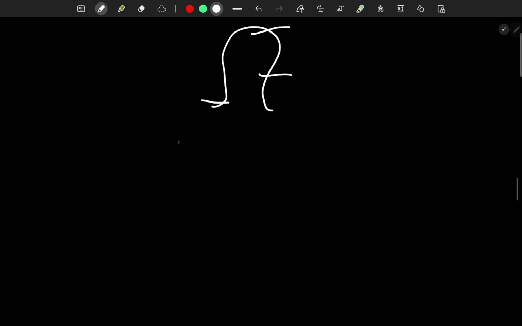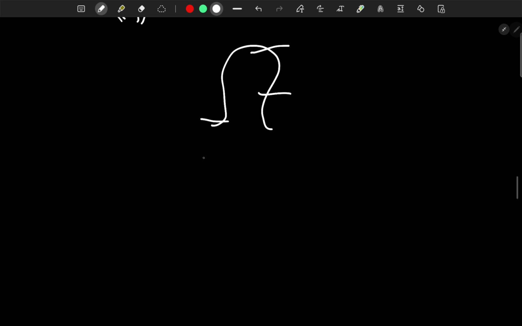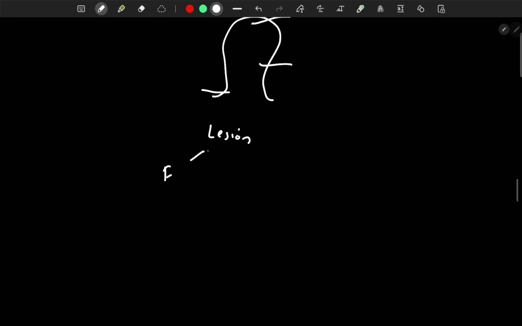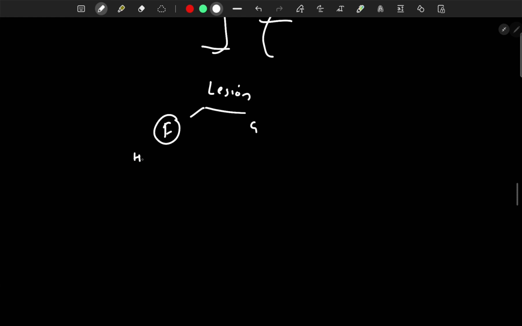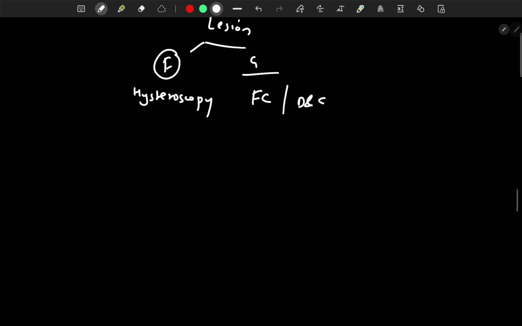So if there is a lesion, it can be a focal lesion or a generalized lesion. If it is a focal lesion, I have to visualize, so I have to do hysteroscopy. Whereas if it is generalized, I can do a fractional curettage or D and C, that is dilatation and curettage. So what are the indications for this?